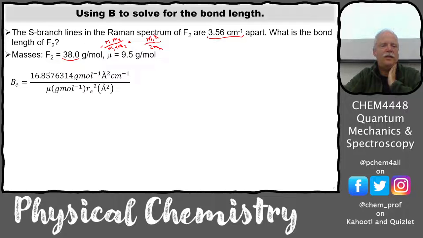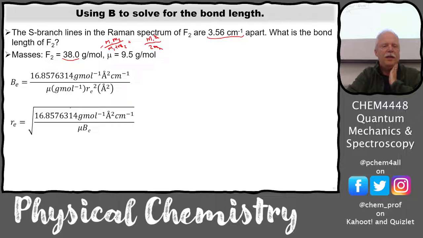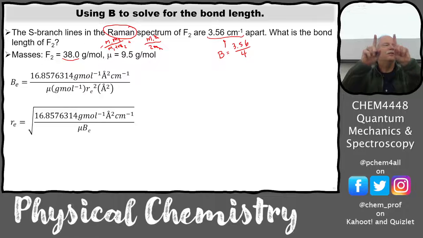So let's rearrange this to solve for the bond length. It's the square root of this note card constant divided by the reduced mass and divided by the rotational constant. Now, this is the key here, and the reason I did the whole Hamlet thing. This right here is in a Raman spectrum. And so B is equal to 3.56 divided by 4, because those spectral lines are 4B apart.